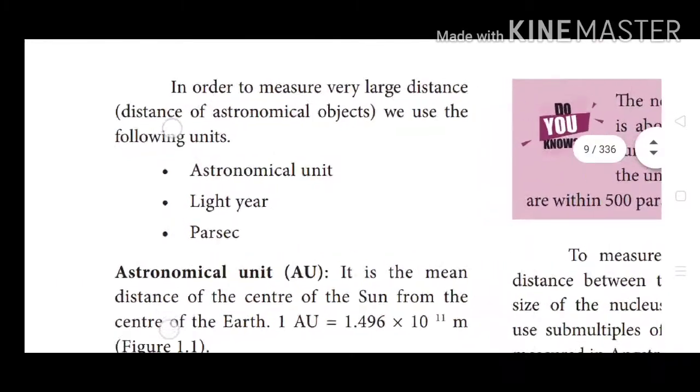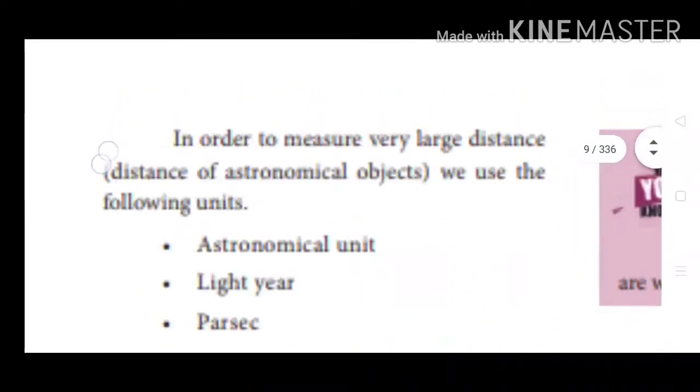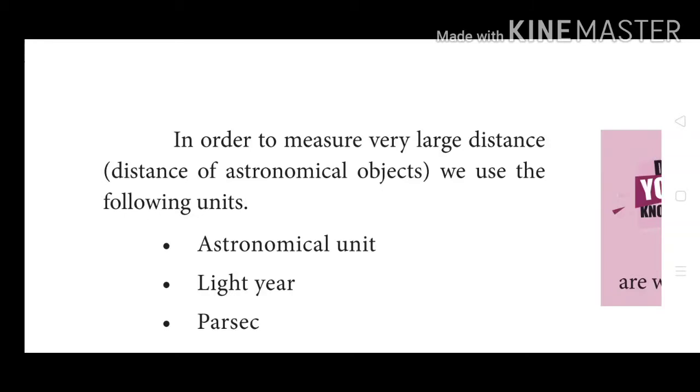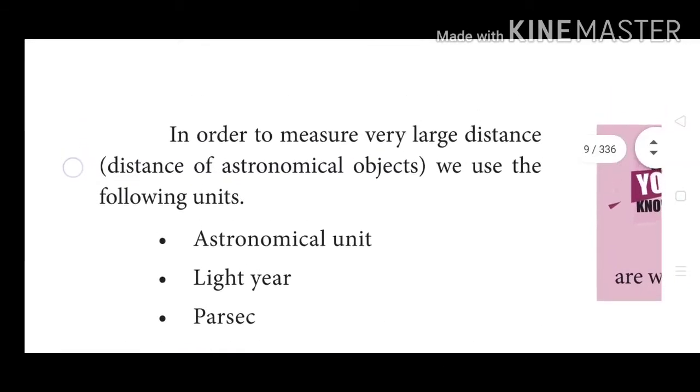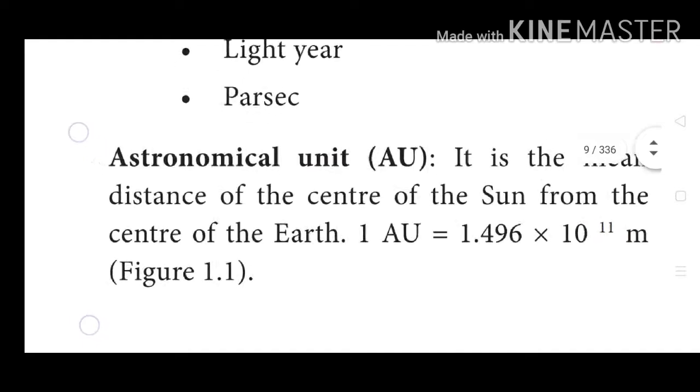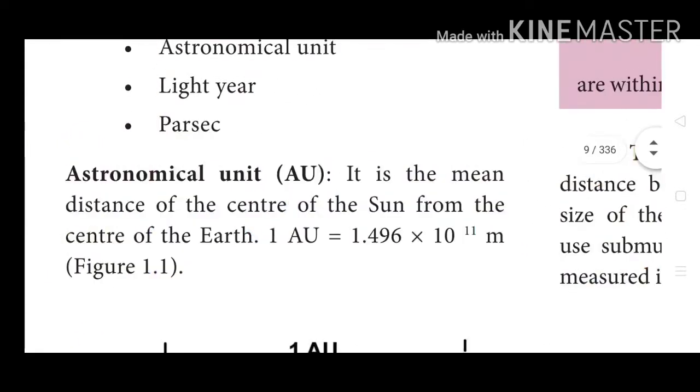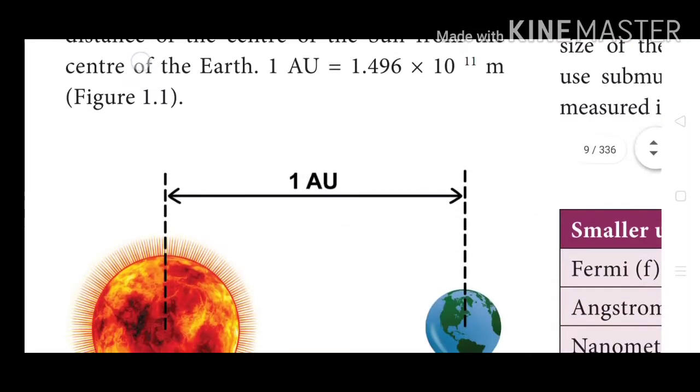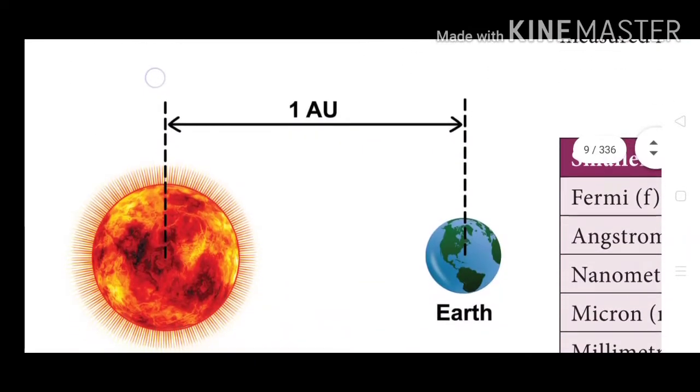We move on. Next topic is, in order to measure very large distances, how can we measure the large distance between star and star, between planet and planet? So we use astronomical unit, light year and parsec. What is meant by astronomical unit? It is the mean distance of the center of the sun from the center of the earth. One astronomical unit, simply 1 AU, is equal to 1.496 10 power 11 meter.